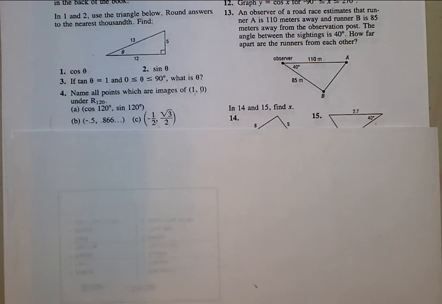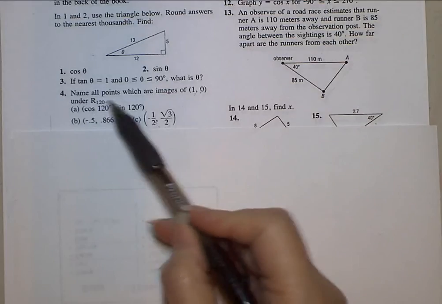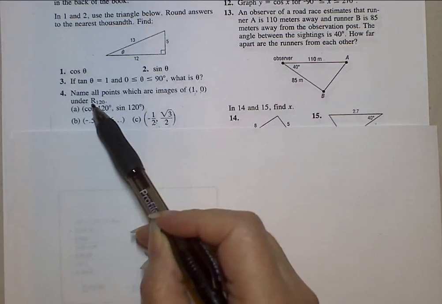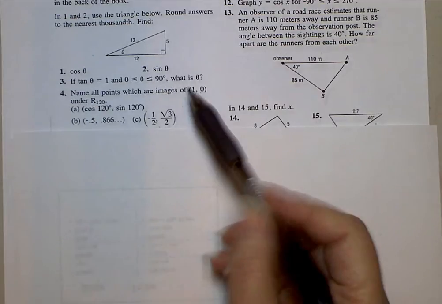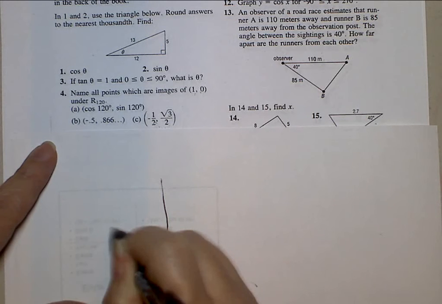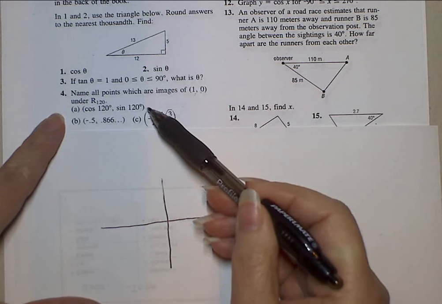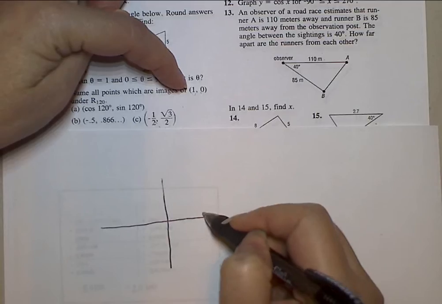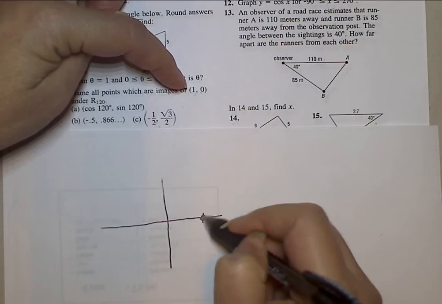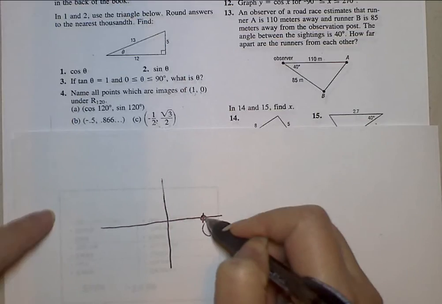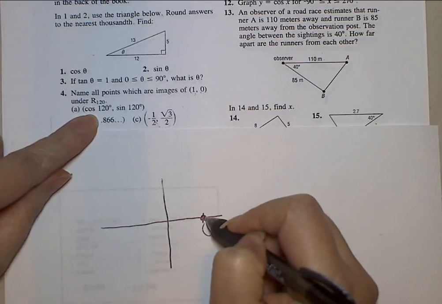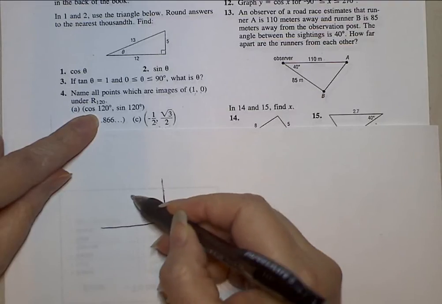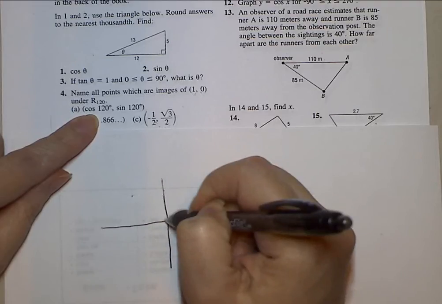Number 4 says, name all points which are images of (1, 0) under a rotation of 120. They want you to know whether it is A, B, or C, or all of them. The first thing we have here is (1, 0), right here. If I rotated this point 120 degrees, this is 90, this is 180, that's too much, so 120 is somewhere in here. So I rotated it 120.